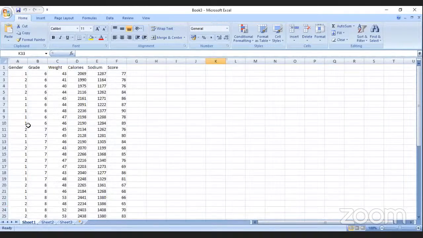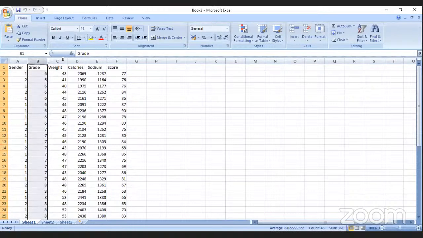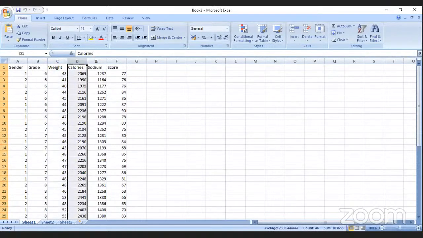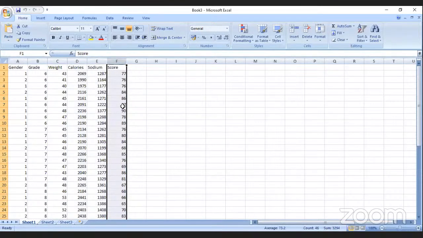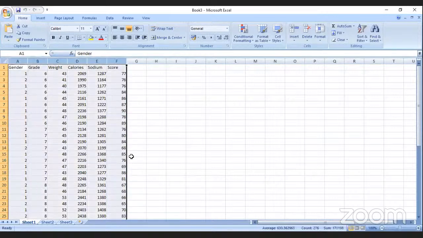I have the data with me like this in sheet 1. This is my data. Here I have included also gender. Okay, gender was not there, but I have included gender. We have a grade, we have weight, we have calories, we have sodium intake, and what is the score? Okay, so if we have recorded these data, we have entered them in the form of Excel.